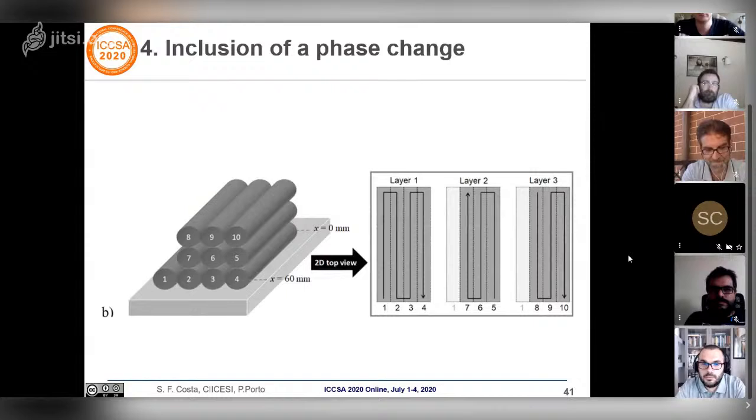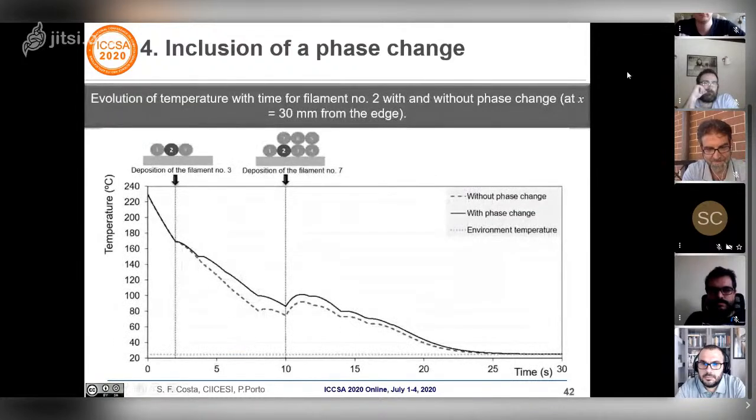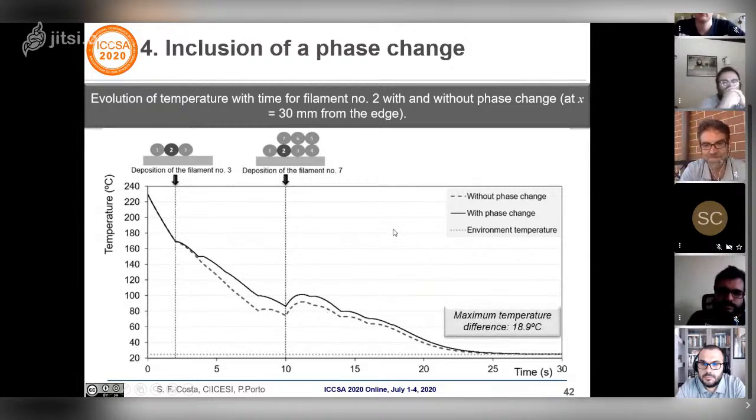The second example deals with the deposition of 10 filaments. So this figure shows the temperature evolution of filament 2. We can see the peaks of temperature due to the deposition of new hotter filaments. So we have the 2 same cases with and without phase change. And we have a higher maximum temperature difference of 18.9 degrees due to the contacts between the filaments.